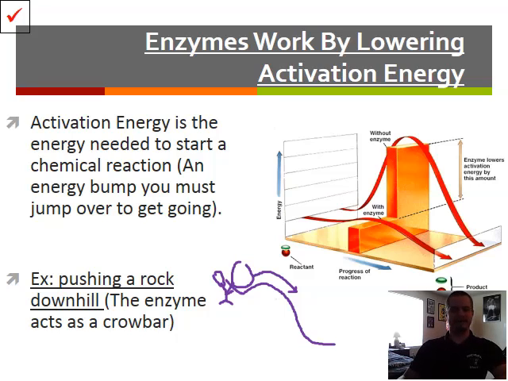So as you can see here in this graph, we have two chemical reactions, one without an enzyme and one with. So this orange block represents how much energy is needed. As you can see, the one with the enzyme is way lower than the one without.